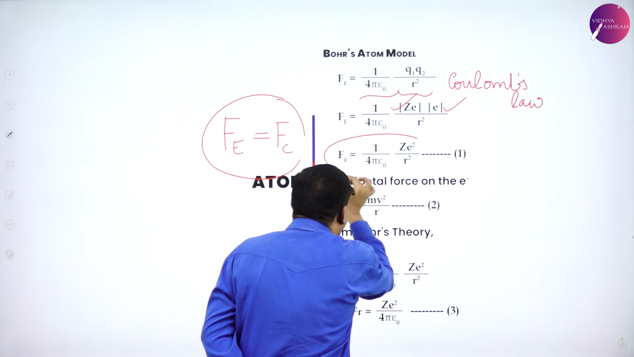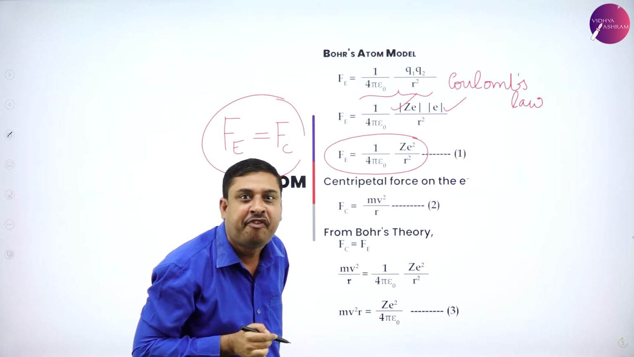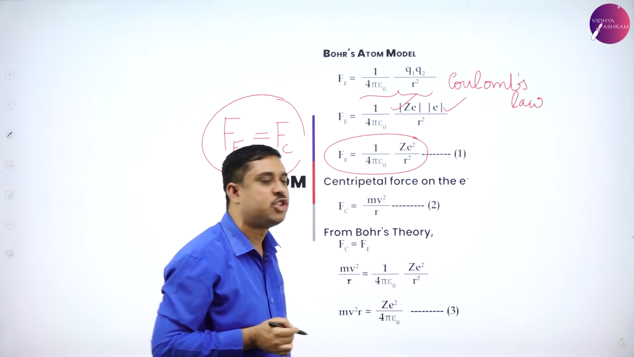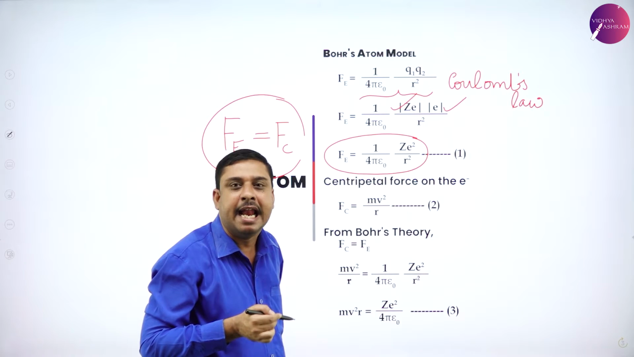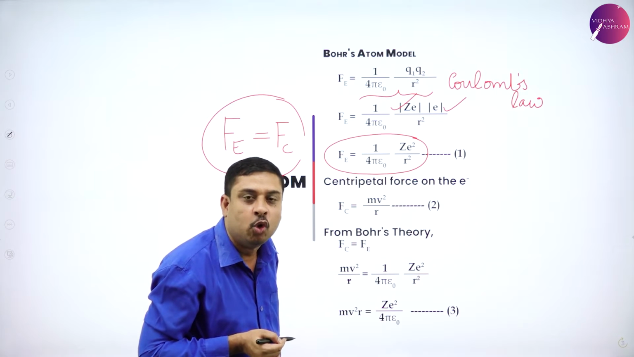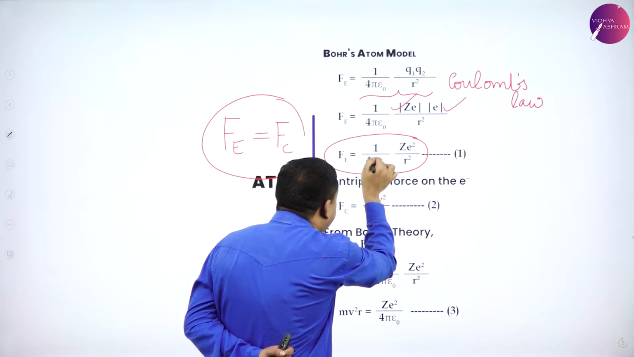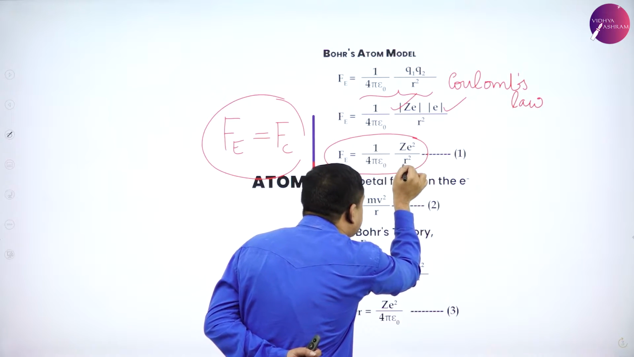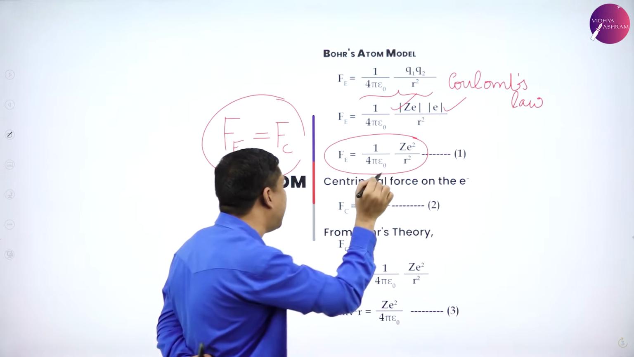So this is the expression for electrostatic force. In the first part of my derivation, I have calculated the electrostatic force between the nucleus and the electron, which is 1 divided by 4 pi epsilon naught Ze square by R square. Next, what do I calculate?